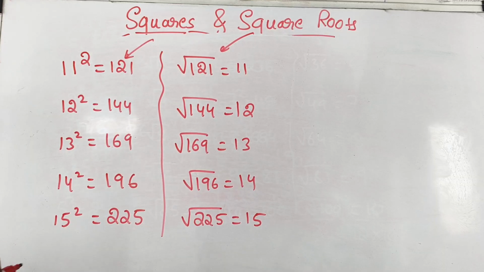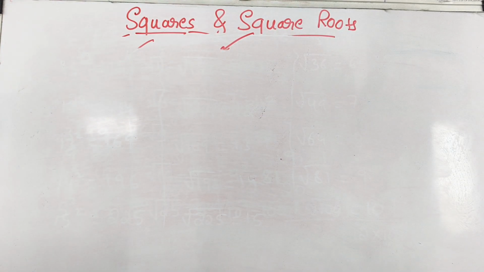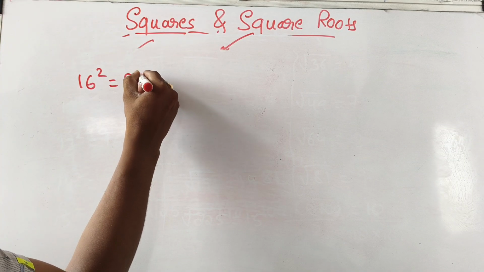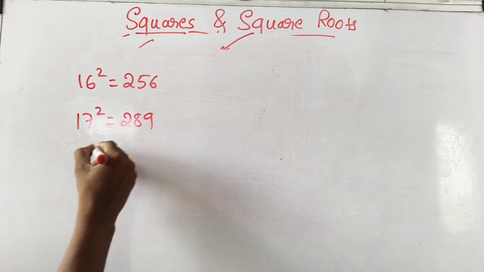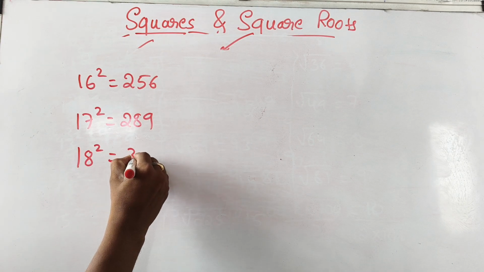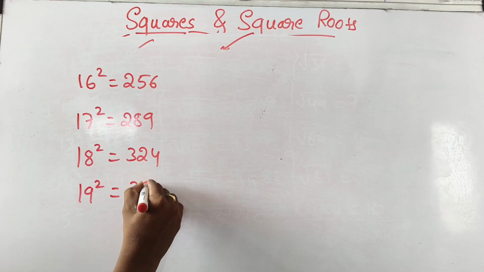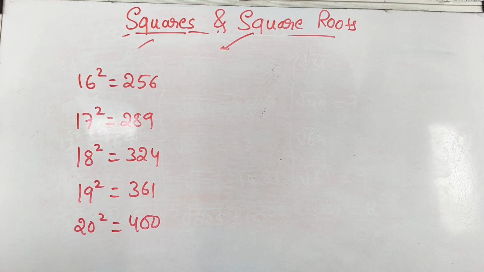Let's write the square numbers and square roots from 16 to 20. 16 square is equal to 256. 17 square is equal to 289. 18 square is equal to 324. 19 square is equal to 361. 20 square is equal to 400. You remember these. These are the square numbers.